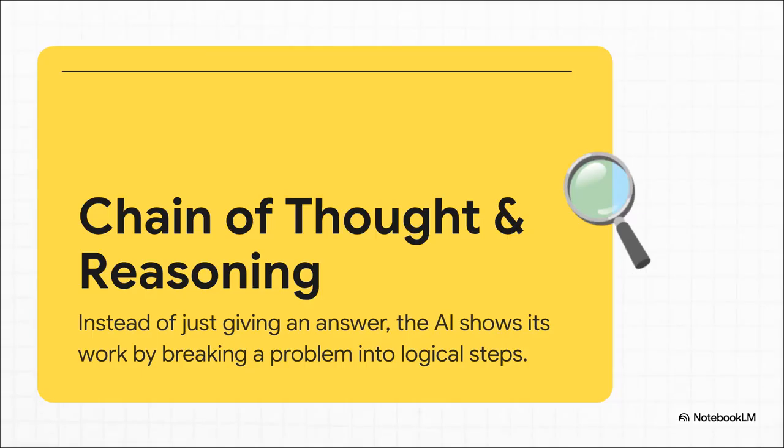To solve really tough problems, we're building reasoning models, and a key technique here is called chain of thought. Instead of just asking the AI for the final answer to a complicated math problem, you actually train it to write out every single step it took to get there. By learning to show its work, the AI gets much, much better at complex logical reasoning and is way less likely to make silly mistakes.